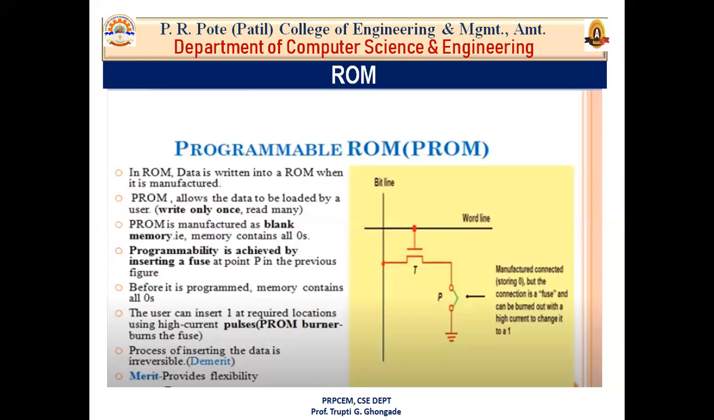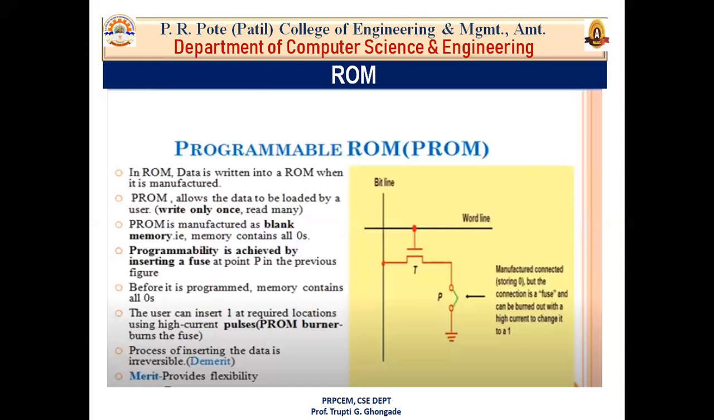Then what are the demerits of this particular cell? The demerit of the cell is that the process of inserting the data is irreversible. Once you store a value 1 here, you cannot make this cell store a value 0. So that is the demerit, that the process of inserting data is irreversible, because in PROM you can write data only once and you can read data any number of times.